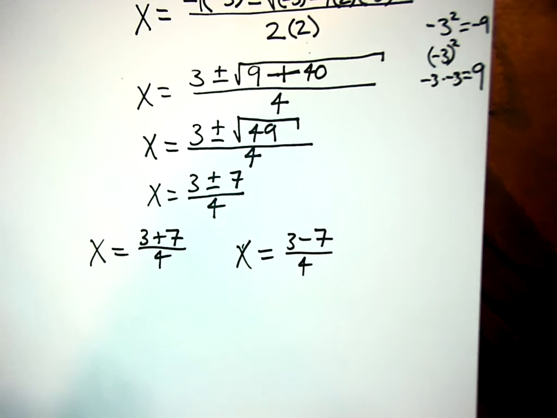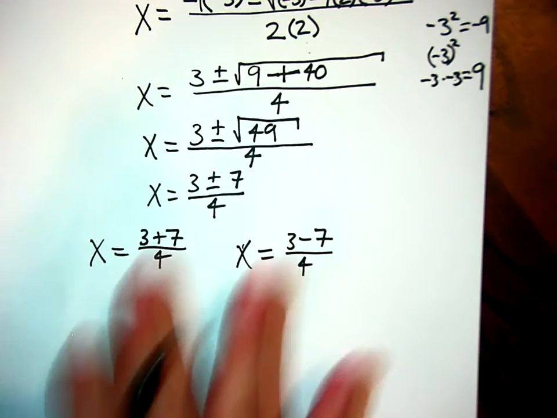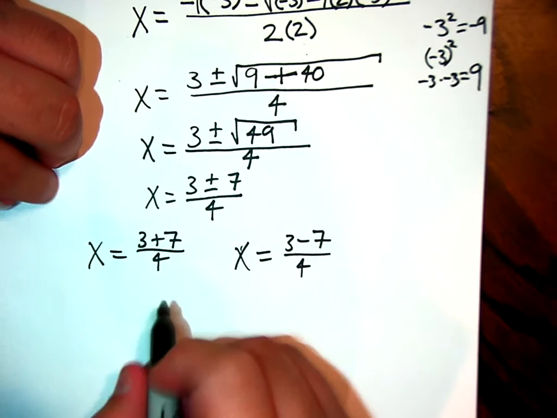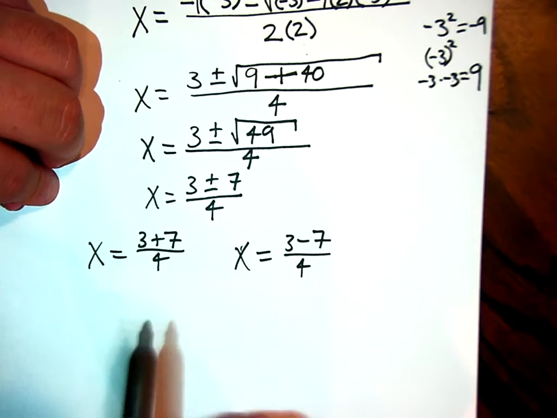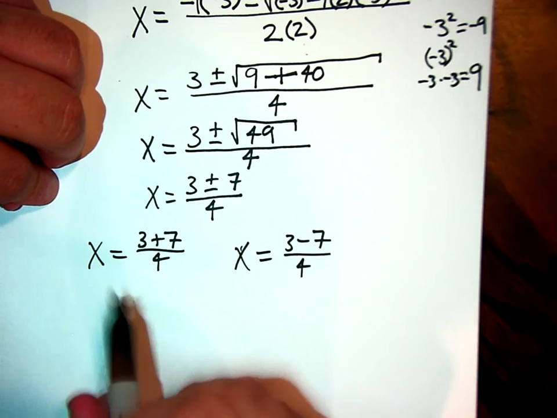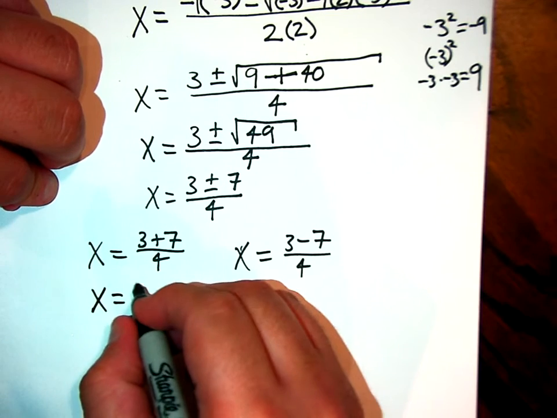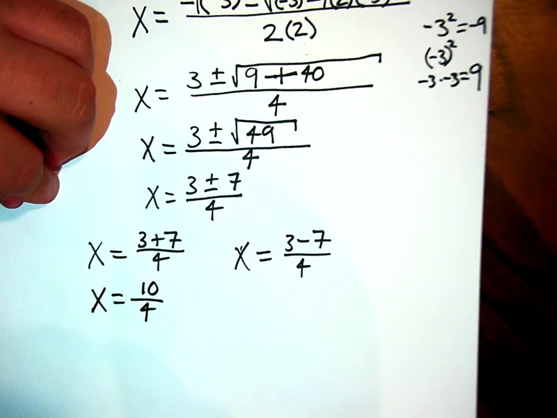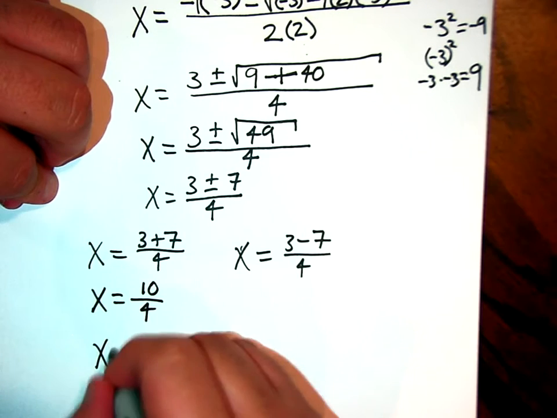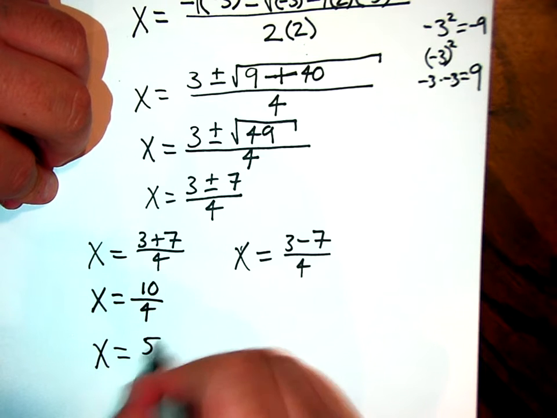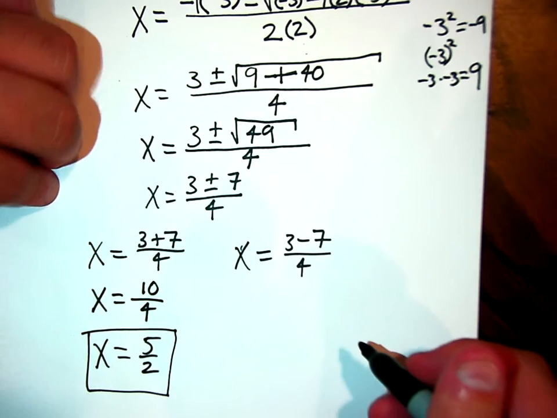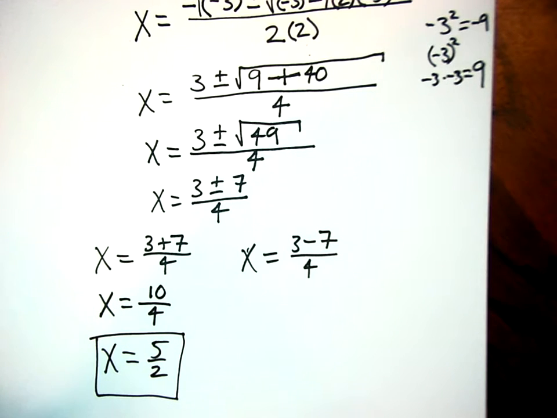Okay. And then we can simplify both of these independently to get what the actual answer is, the most simplified form. So 3 plus 7 is 10 divided by 4. So this is going to equal x equals 10 over 4. And if we reduce that fraction, we'll get x equals 5 halves. Okay, and that's going to be one of my answers. One of my intercepts, my zeros, my roots, my solutions.